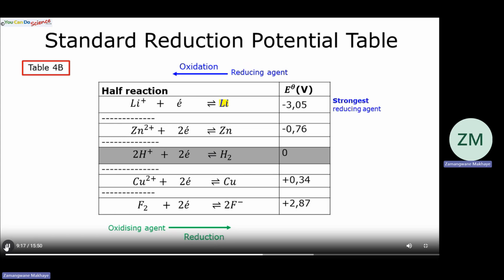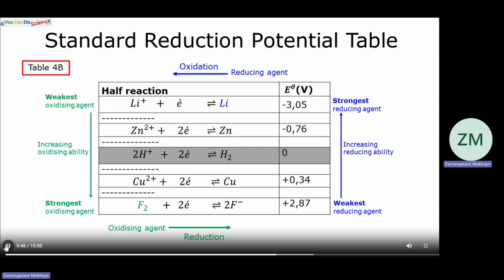The more negative the EMF value, the stronger reducing agent it is. Lithium, therefore, is the strongest reducing agent. The more positive the EMF value, the stronger oxidizing agent it is. Fluorine gas, therefore, is the strongest oxidizing agent. As we move upward on the right side of the table, the reducing ability increases. And as we move down on the left side of the table, the oxidizing ability increases.